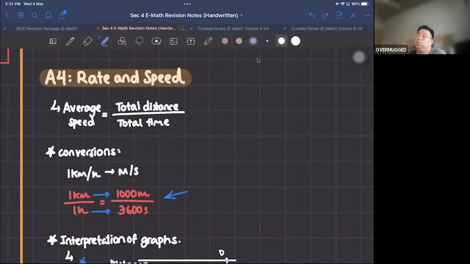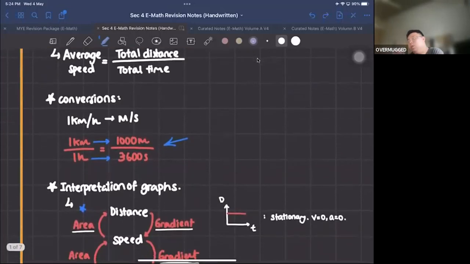So average speed is always talking about the total distance over the total time. This is important. So if you're given a big graph, when you want to find the average speed of the whole journey, please remember to tabulate the total distance over the total time spent.